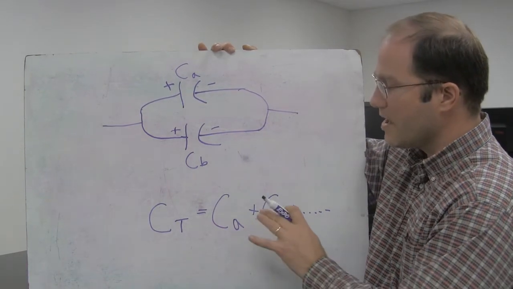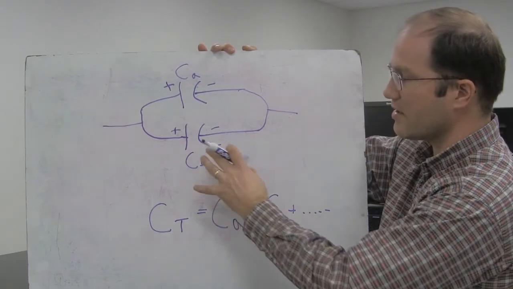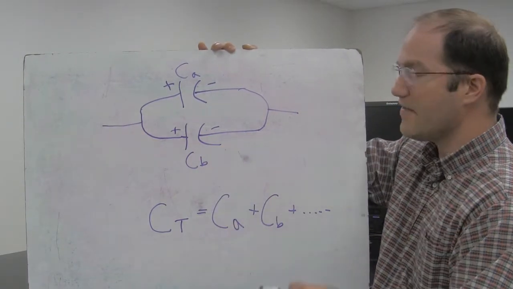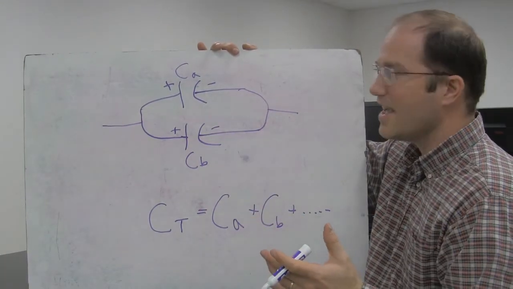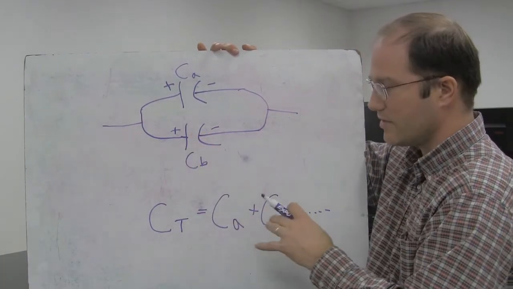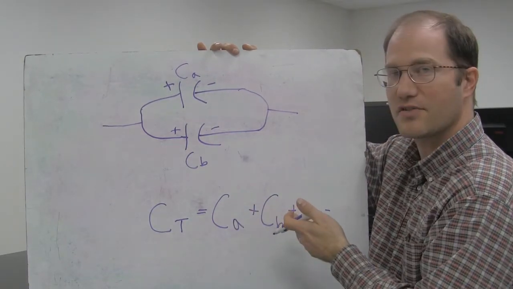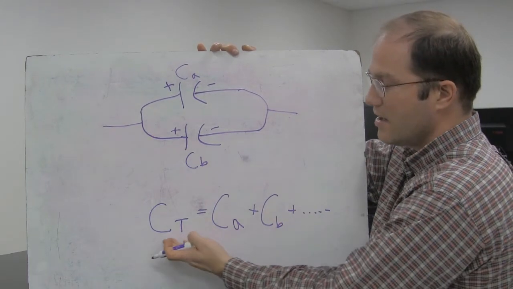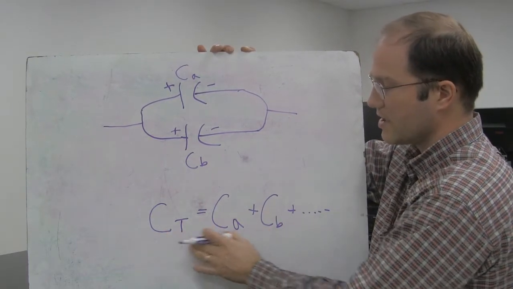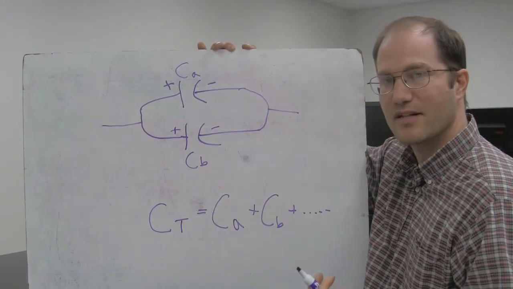And so what you'll do is make a prediction of what this parallel total capacitance is, and then design the circuit. You put these two capacitors in parallel, plot a voltage versus time curve, fit the exponential to it, determine the capacitance of that circuit, and then see, did that work out? Is it really just the sum of these two capacitors? You'll be able to determine that experimentally.